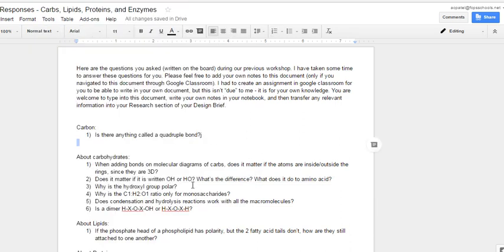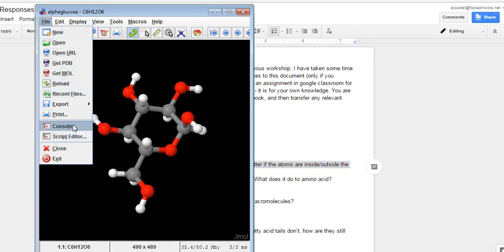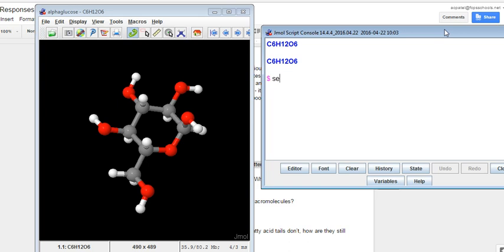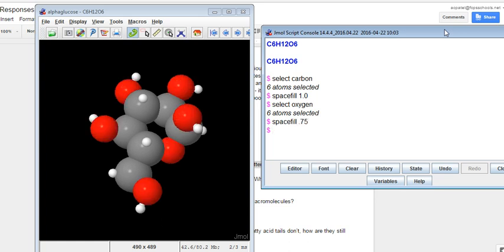So let me go back to my questions here. It does matter what direction they're going to be in because there are more electrons. So let me do a couple of little changes here. I'm going to move my console off to the side here. If I select carbon and space fill that to 1.0, select oxygen, space fill that to 0.75, and these are just estimates of the atomic radii or the atomic diameters, right? These are really diameters. And select hydrogen and space fill that to 0.5.